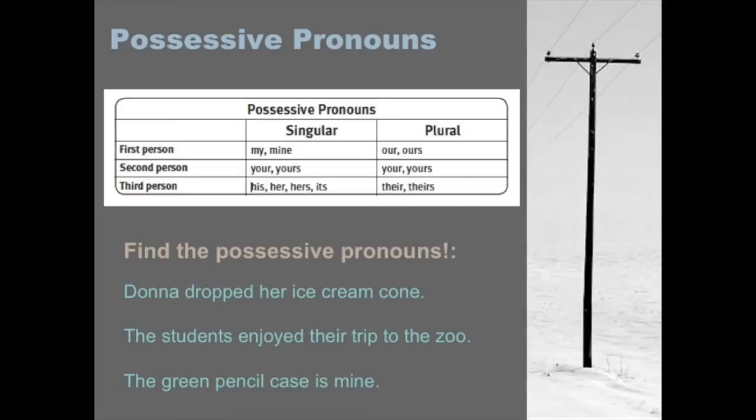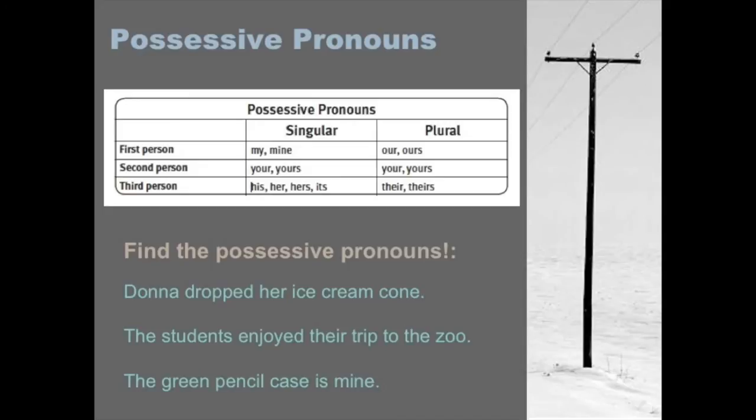In the second sentence, the students enjoyed their trip to the zoo. The possessive pronoun is their. Their is followed by the word trip, which is the object or thing that's being owned by the students. So, the antecedent of the word their is students with the S apostrophe that shows the possession.